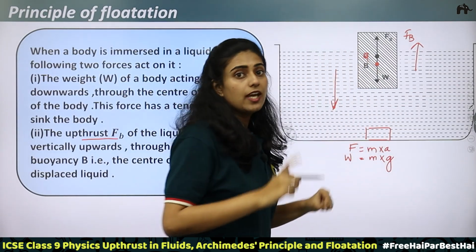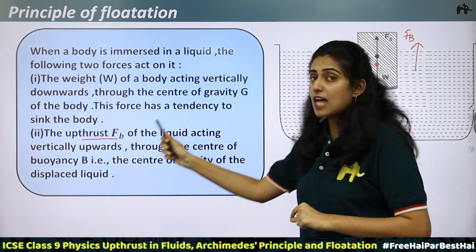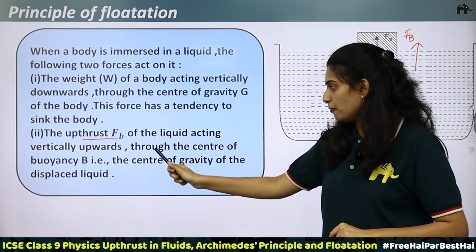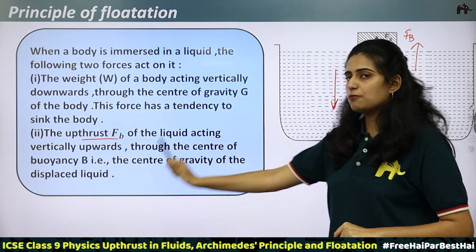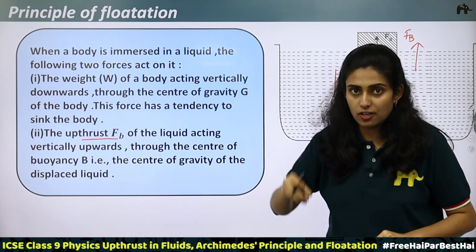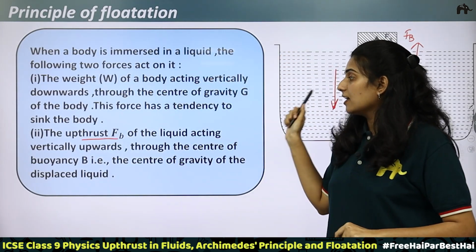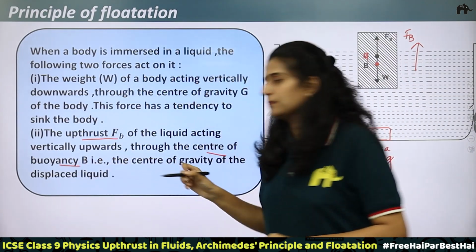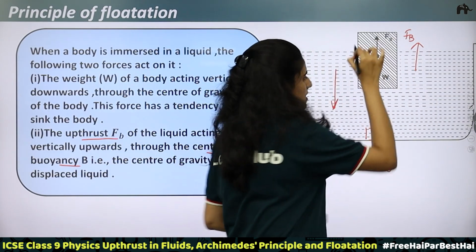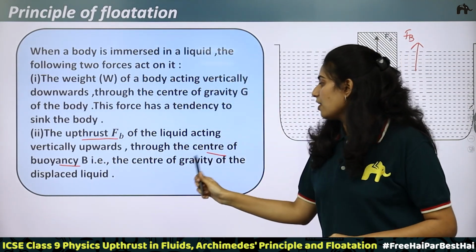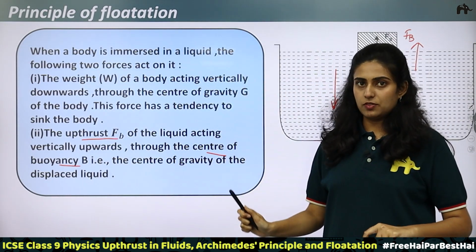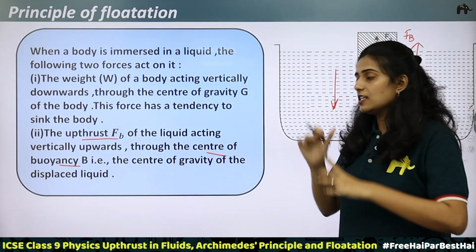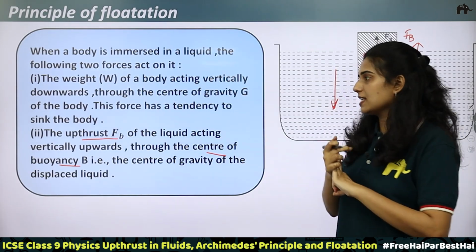and the weight will be acting through the center of gravity. Now, the upward force, that is upthrust FB of the liquid, acts vertically upwards through the center of buoyancy. So, weight is through the center of gravity and the upward force or upthrust is through the center of buoyancy B. This is the point, center of buoyancy B, the center of gravity of the displaced liquid. The center of buoyancy will coincide in different cases, that is, you will have three cases which we will discuss now in detail.